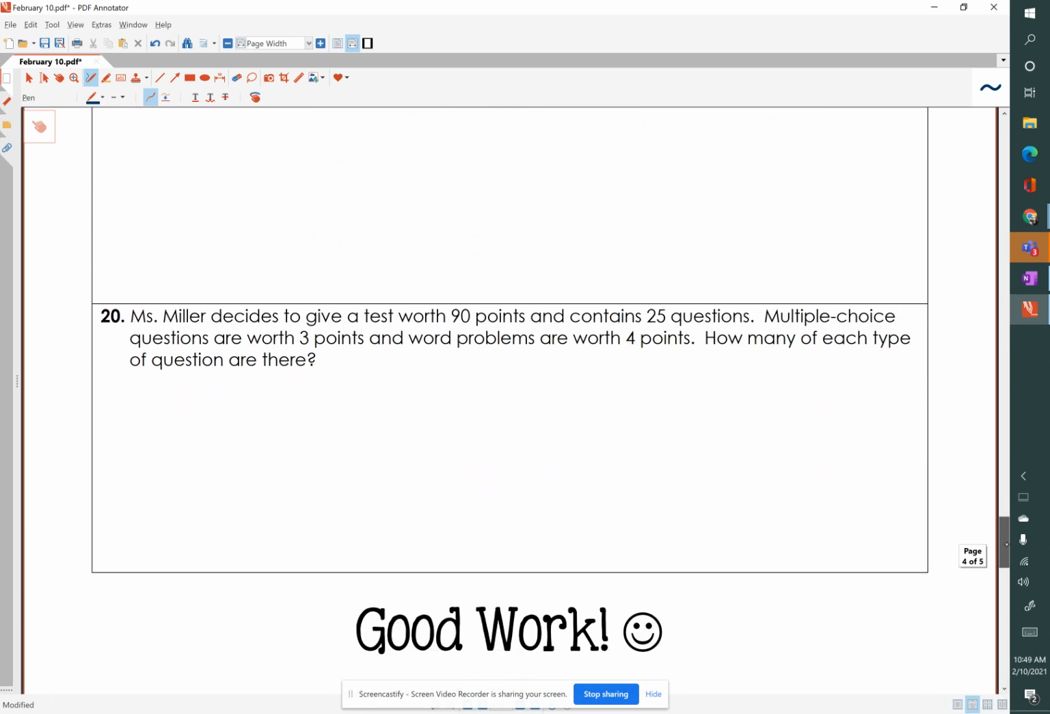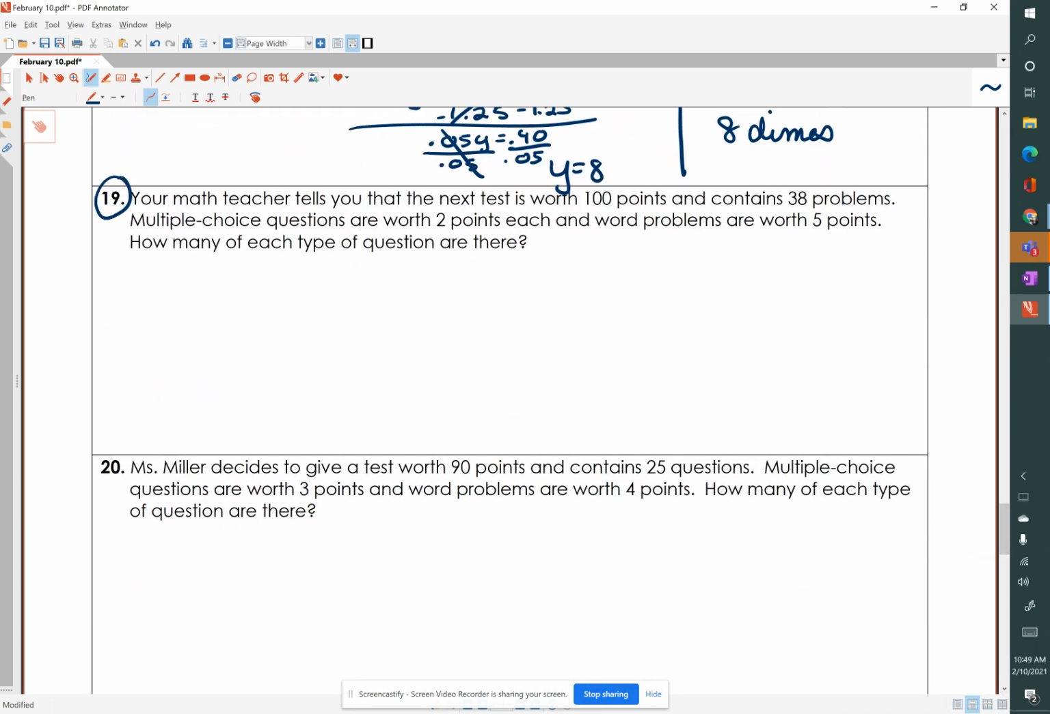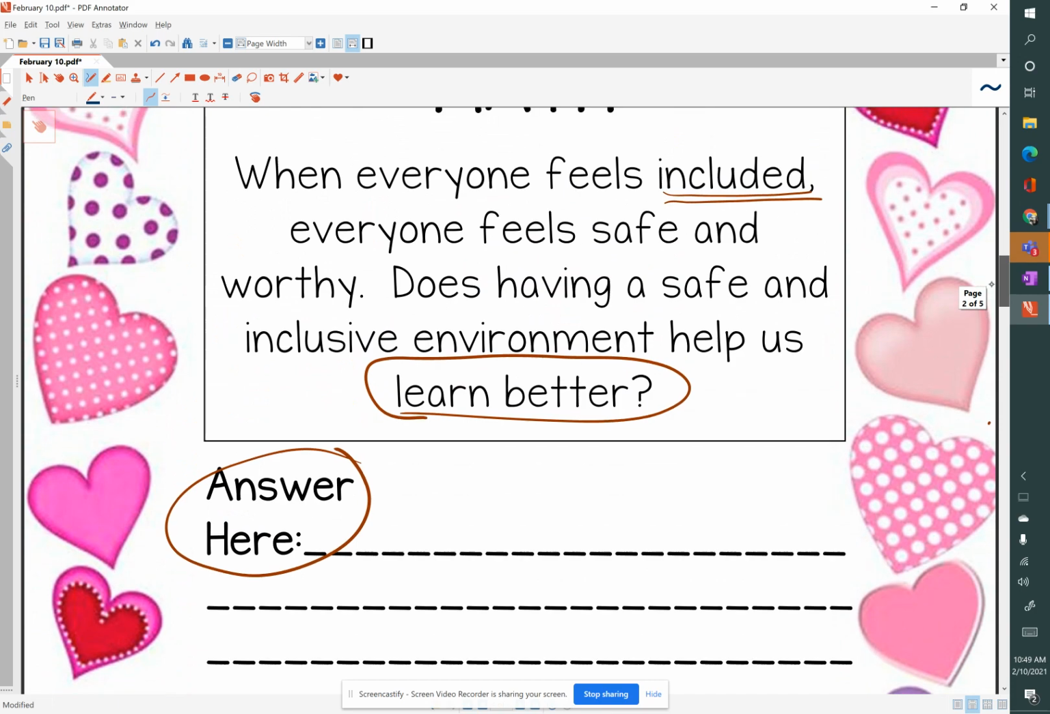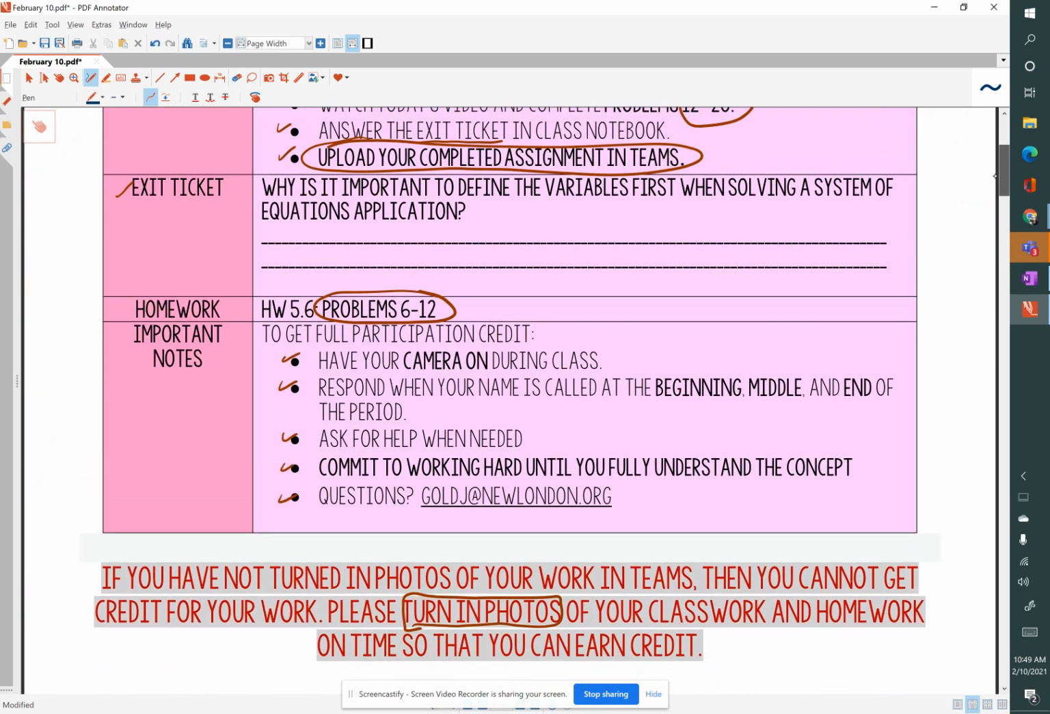So I think that's all I'm going to get to today with you. I would like you to do number 19 and 20 on your own. Remember, the exit ticket did ask a question. Why is it important to define the variables first when solving a system of equations application? It's important to define the variables first so that you can keep your work straight, so that you can keep your numbers straight, so that you can organize these problems in a way that you solve them and get the correct answer. You have to keep the information organized, or else you'll mix up your values and you'll have an inaccurate result.